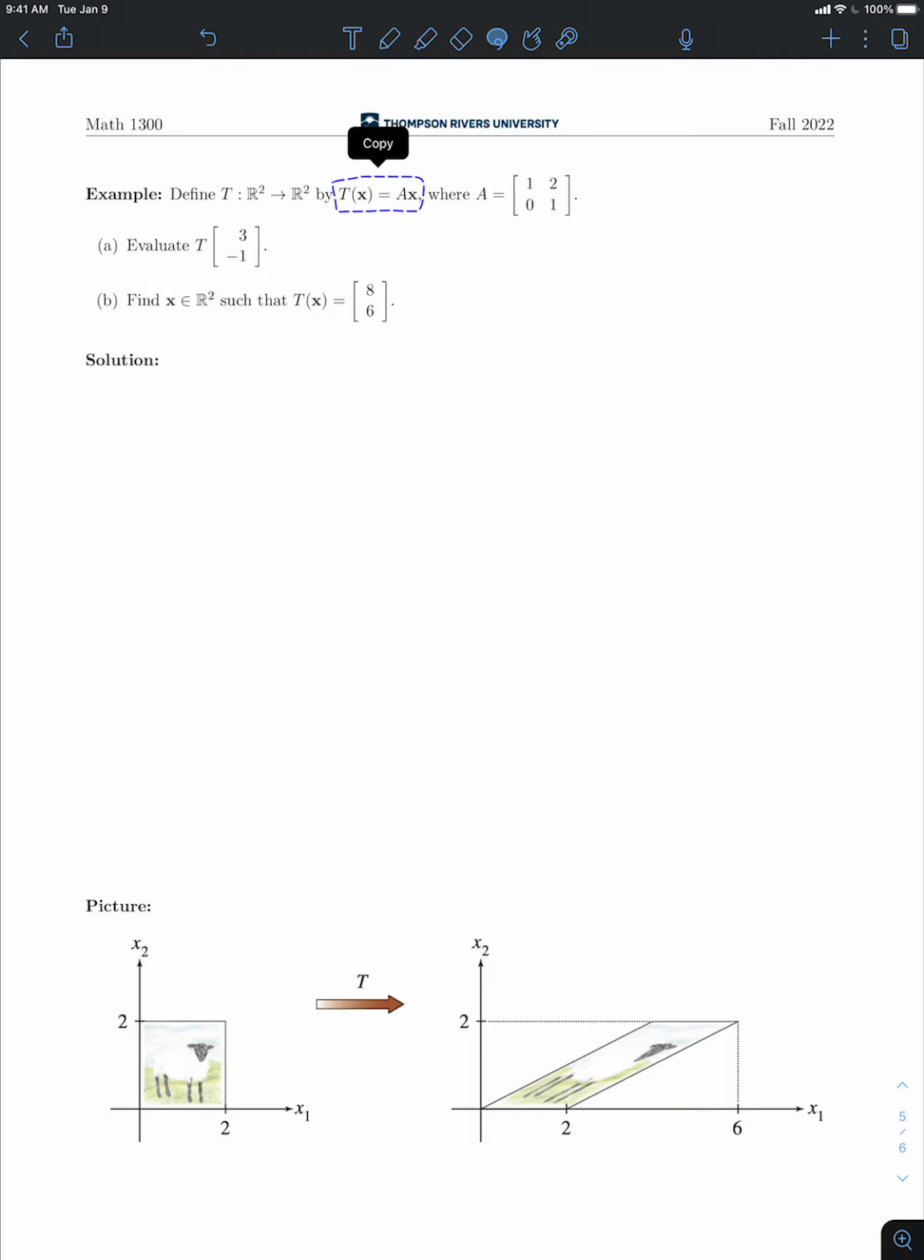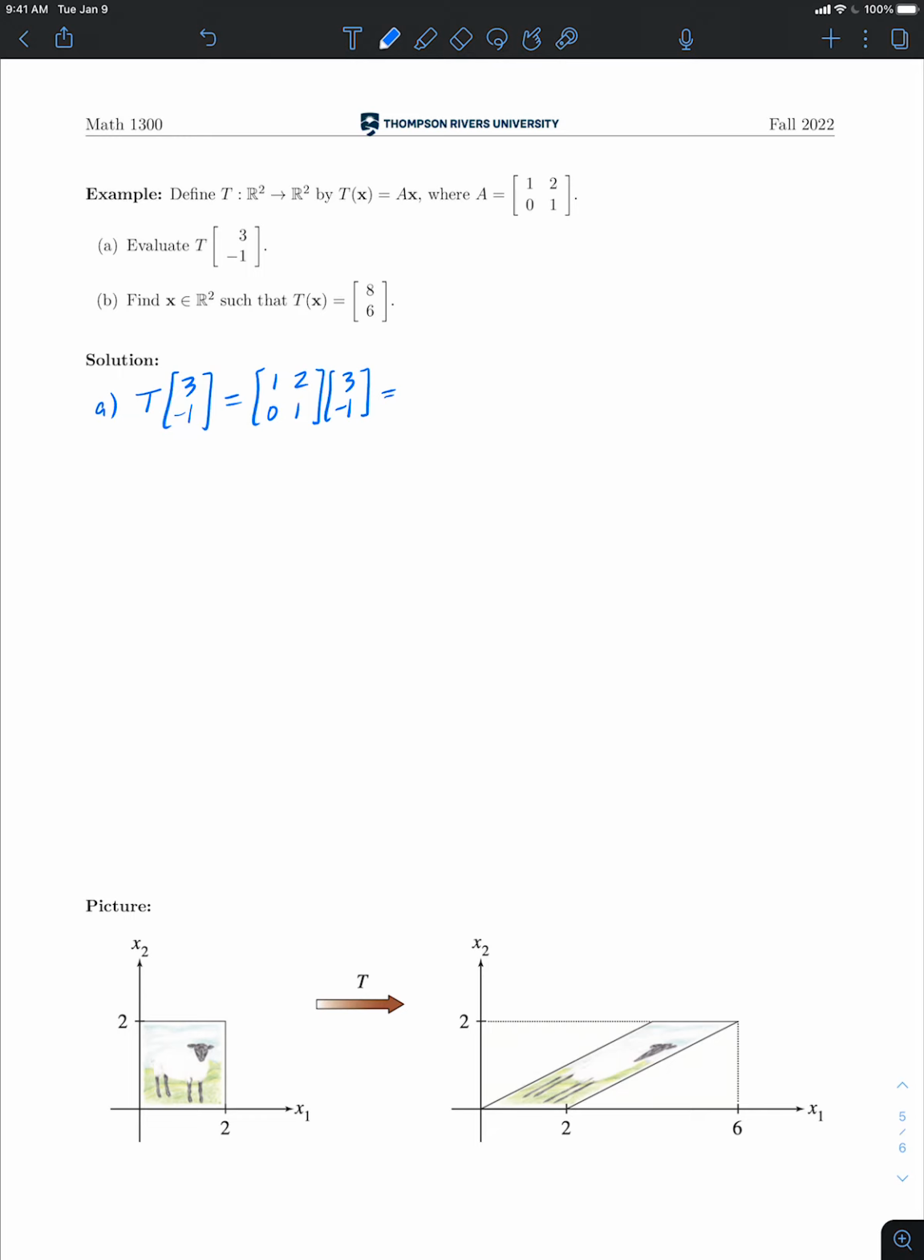In part A, we're asked to figure out what T of the vector 3, -1 would be. That's fairly straightforward. All we need to do is multiply the vector by the matrix. So let's actually work this out. T of 3, -1 is just going to be the matrix A times the vector 3, -1.